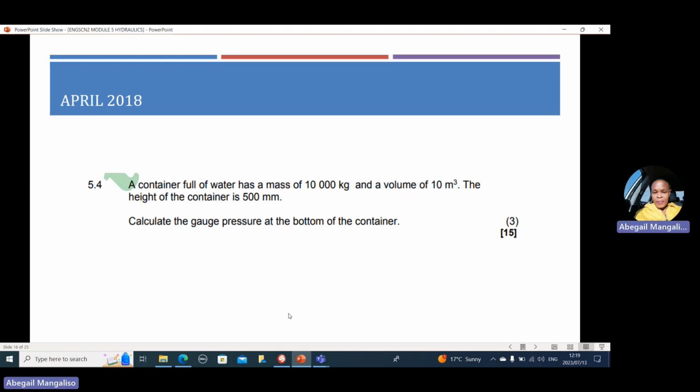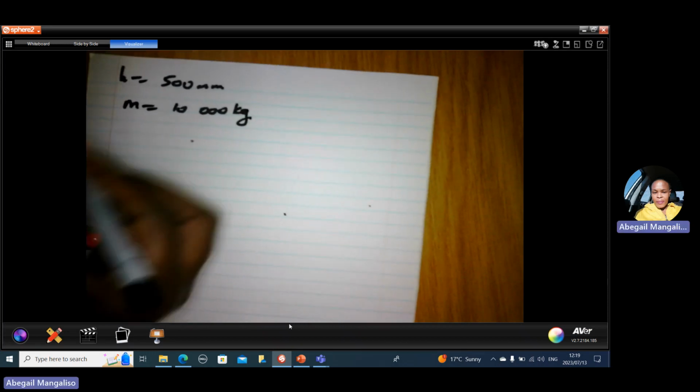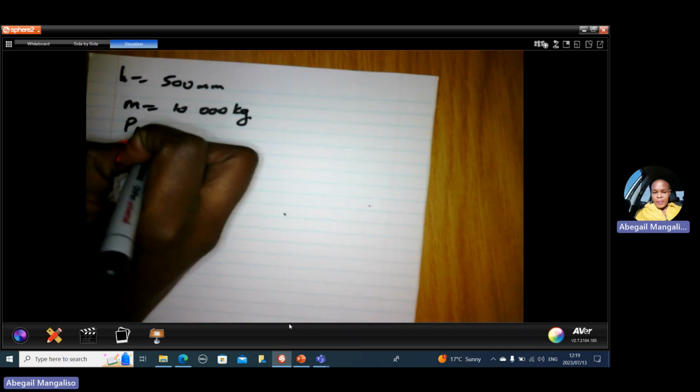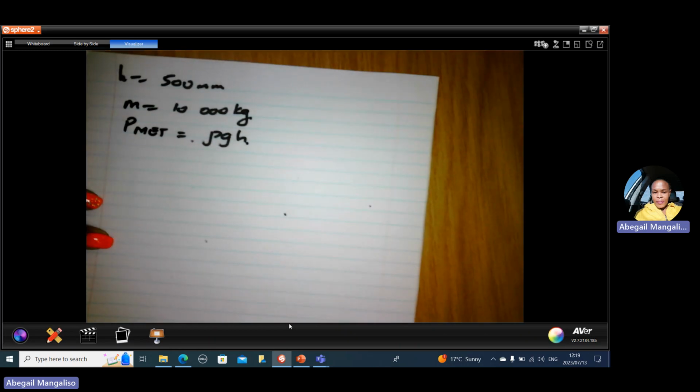Okay, let me just write down the given. H is equal to 500 millimeters. And M is 10,000 kg. It says calculate gauge pressure. So gauge pressure is P gauge, which is given as rho g h. It says it's water. So density is not given, but you go to the table.